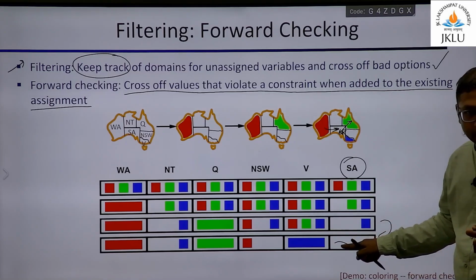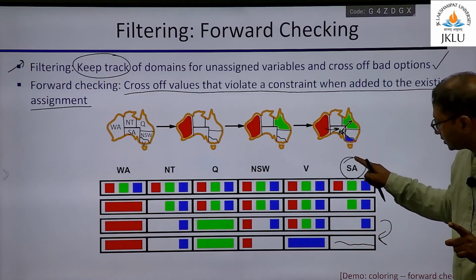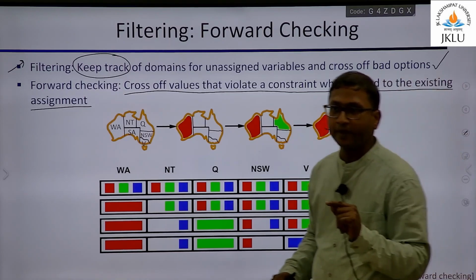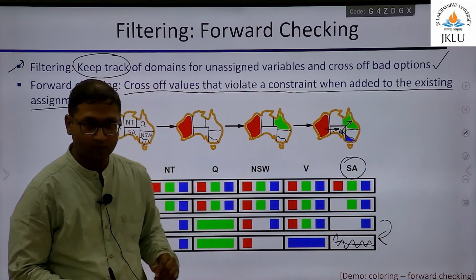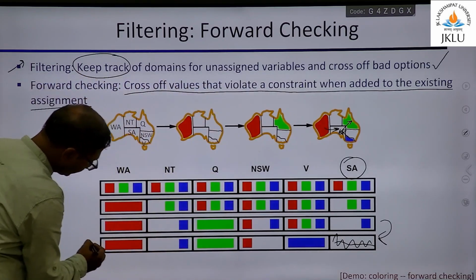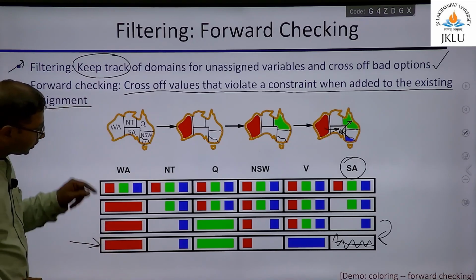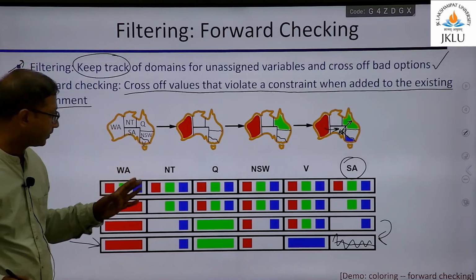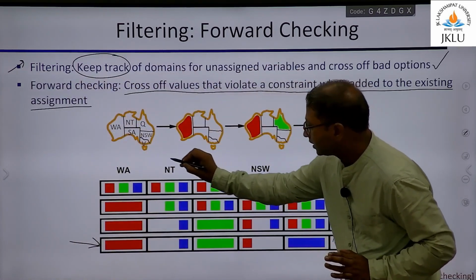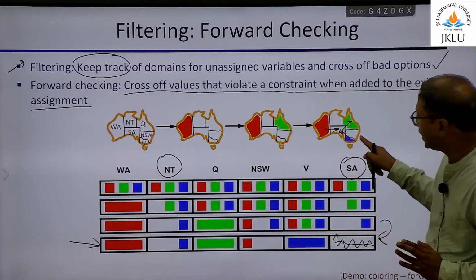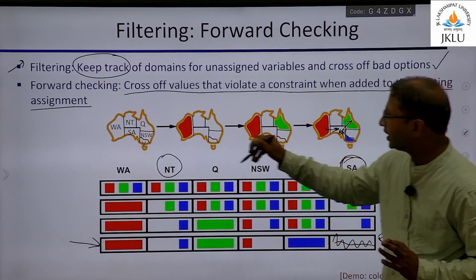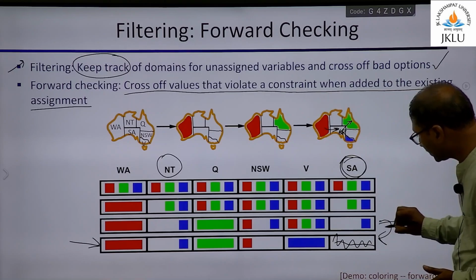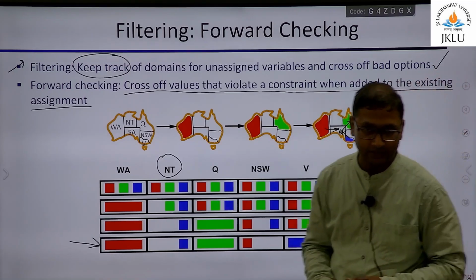We came from here to here, and South Australia is not left with any colors in the domain, so we must backtrack. Here we know for sure we must backtrack. Should we have figured it out earlier? When? The third step. What does the third step say? For NT I am left with only blue. For SA I am left with only blue, and they both can't be the same. So we should have figured it out here itself. We should not have needed to go all the way here. Okay?